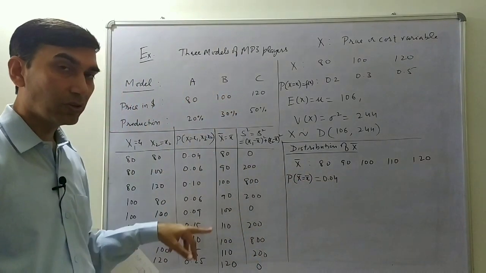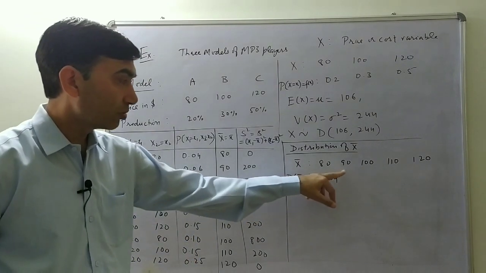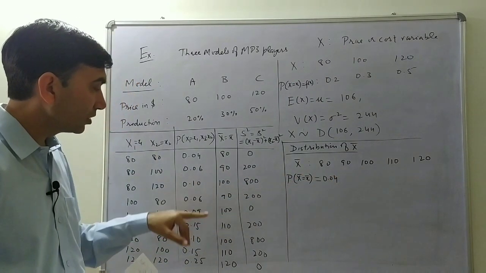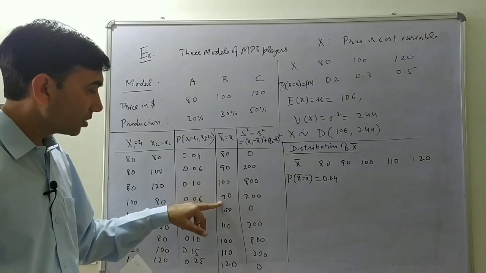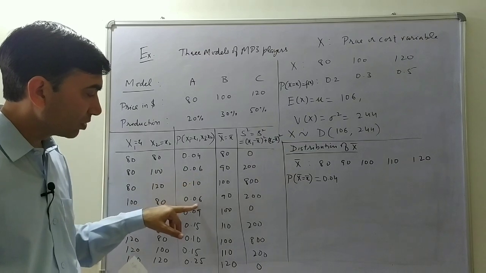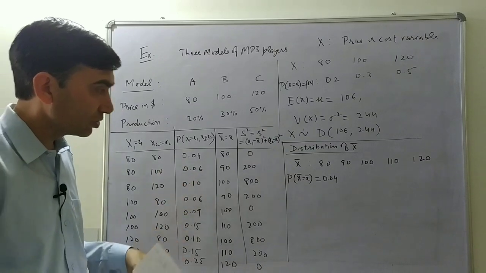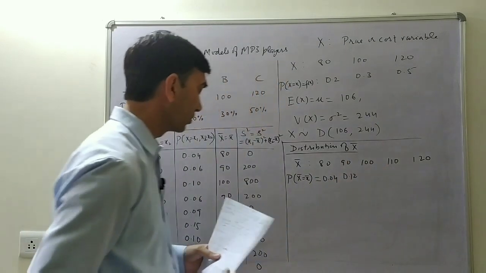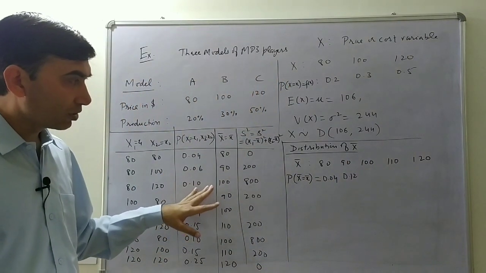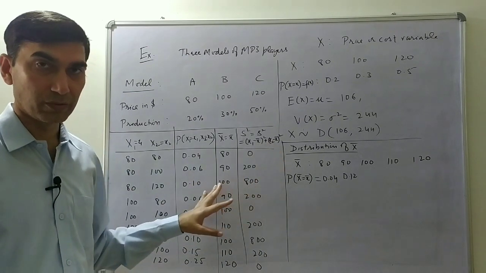Because 80 is coming only one time. Okay. What is the probability for x bar equal to 90? 90 is coming two times. 90, 90. Probabilities are 0.06, 0.06. Okay, so add these two. What do you get? 0.12. Likewise, you can write probability for 100, 110 and 120.